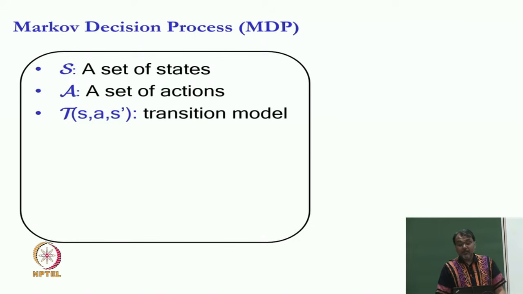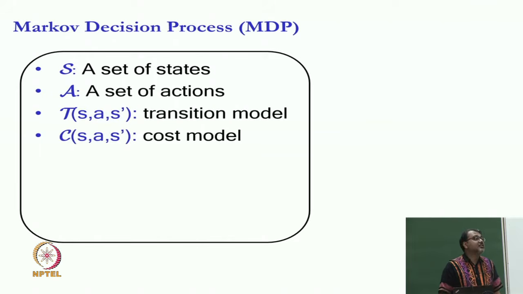Then I will give you a cost model. Actions can take costs. So, I will say if I take an action A in state S and reach state S prime, this is the amount of cost that I will pay.